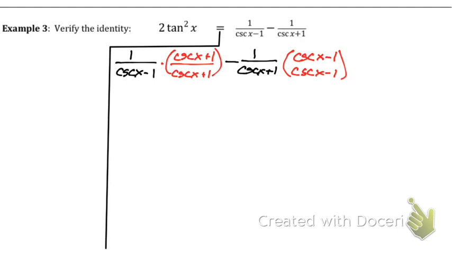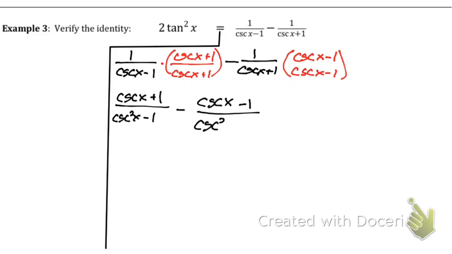All right, let us distribute all this. So I have 1 times cosecant x plus 1. So we're going to have cosecant x plus 1 all over, and that's a difference of squares, so it's going to be cosecant squared x minus 1 squared, which is just 1, minus cosecant x, here's the rub. Well, we'll just leave it as is for now. So we have cosecant x minus 1 all over cosecant squared x minus 1.